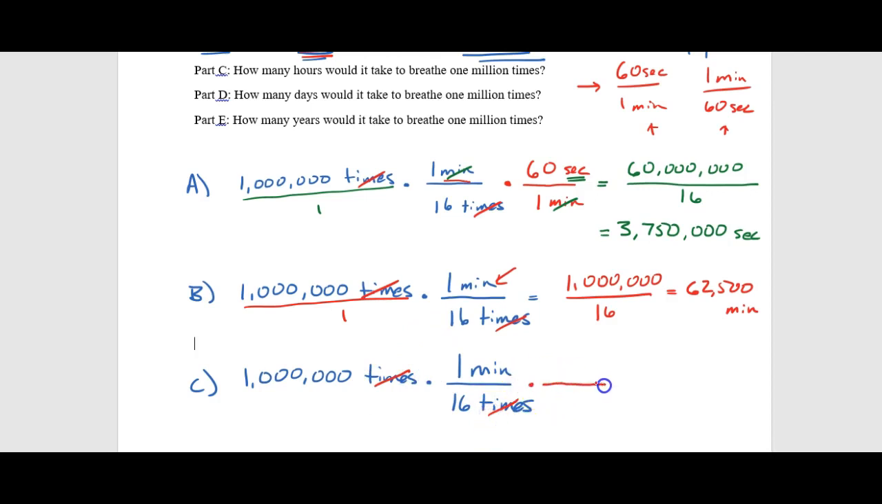But now you need to think about, how do I get from minutes to hours? What is the relationship between minutes and hours? There are 60 minutes in 1 hour, or you could say that 1 hour has 60 minutes. You've got to decide which one of these you're going to choose, and that's what's going to go here. And then you'll be able to figure out your answer.